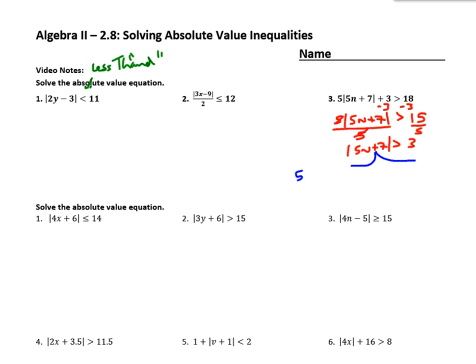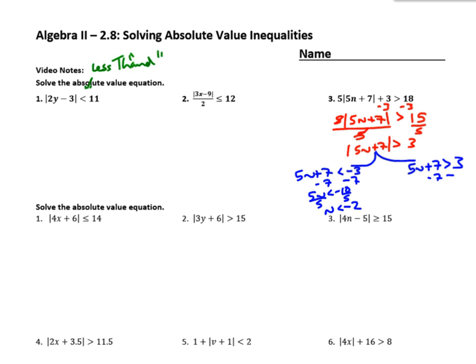So I get 5n plus 7. I'm going to the negative side, so that's to the left. I have to switch the inequality to a less than and change the answer to a negative 3. On the other side, 5n plus 7, leave it the same, and leave the 3 the same. Go through and solve these. Subtract 7 from both sides. 5n less than negative 10. Divide by 5. n is less than negative 2.